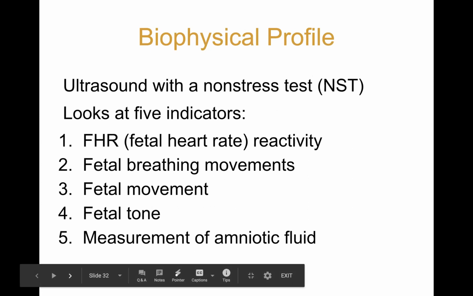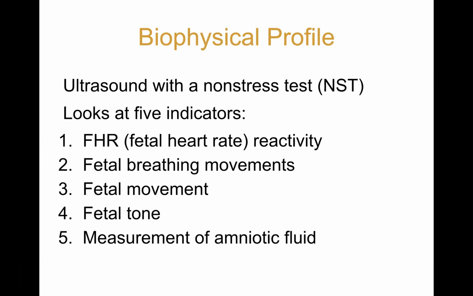Biophysical profile, very important. I would hint, make sure you know this. It looks at 5 indicators, and let's talk about those 5 indicators. The first one is fetal heart rate. The next one is fetal breathing movements. The third one is fetal movement, fetal tone, and measuring of the amniotic fluid. So your biophysical profile looks at 5 things: fetal heart rate, fetal breathing, fetal movement, fetal tone, and measures amniotic fluid.